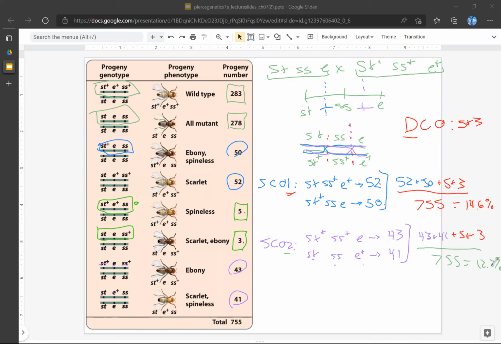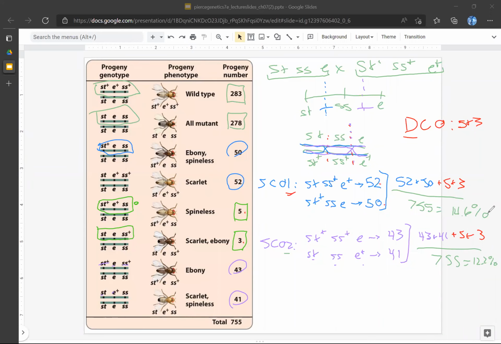I said I was going to fix it, but I hadn't yet. I'm going to rewrite that because it's not very visible. So this was our 12.2%. We divide by 755 to get 14.6%.